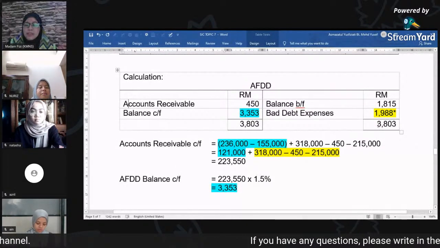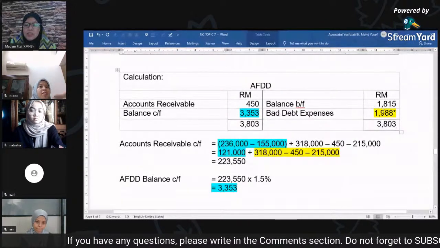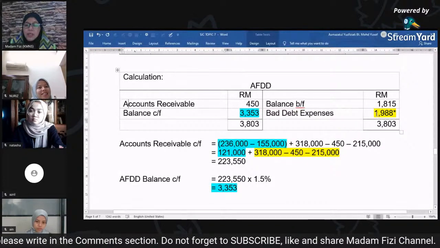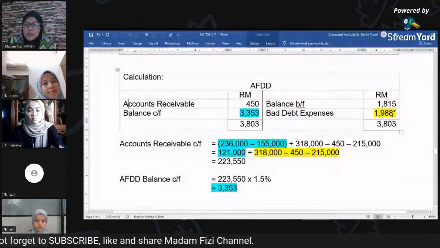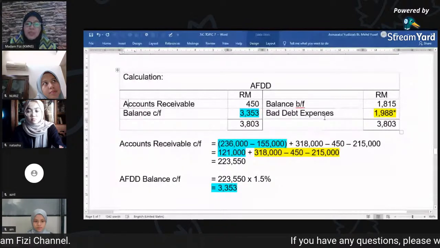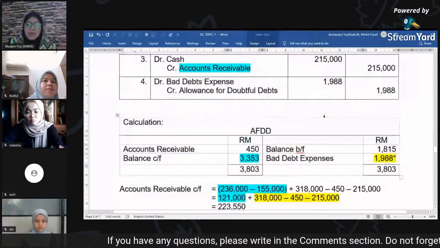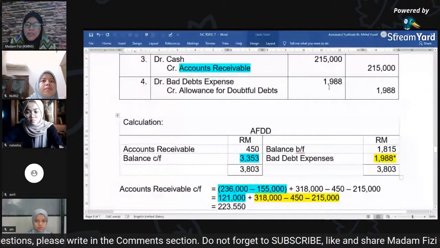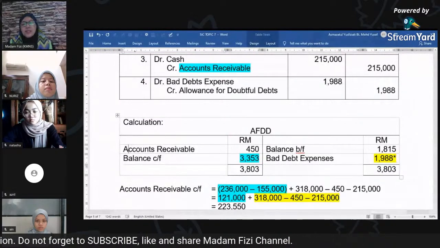Okay, 3,803. And then the missing figure that I highlighted in yellow, 1,988. So this missing figure is the bad debt expenses. Now you can write the journal. Okay, the journal is debit bad debt expenses, credit allowance for doubtful debt, 1,988. Okay, can you get it?